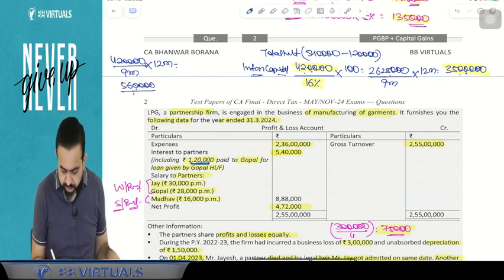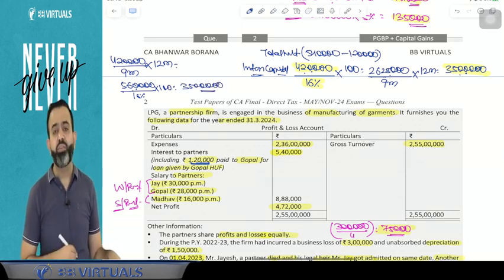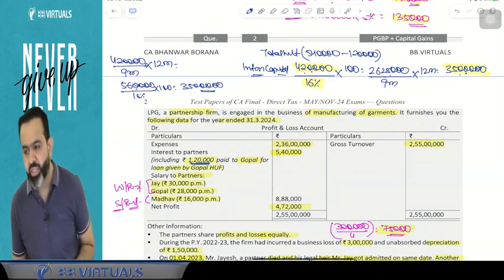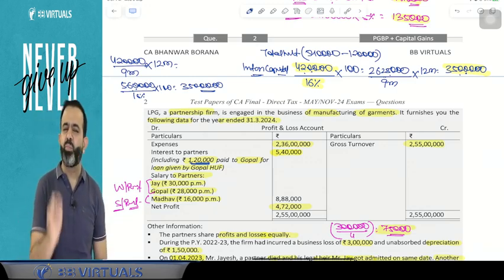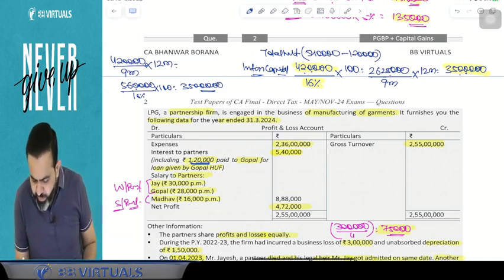And guys, the 12-month interest rate is 16%, so 5,60,000 divided by 16%, multiplied by 100, comes to 35 lakh. That 35 lakh rupees is your capital balance. And on that capital balance, you remember that interest is allowed at a maximum of 12% per annum.